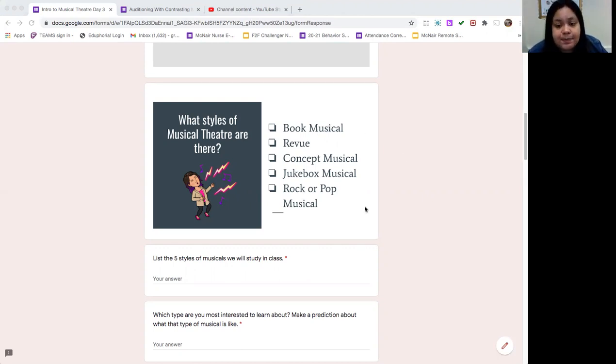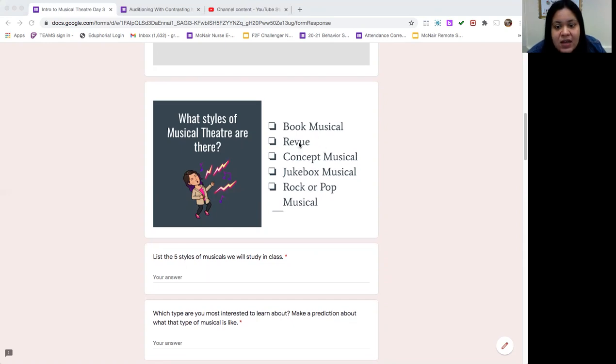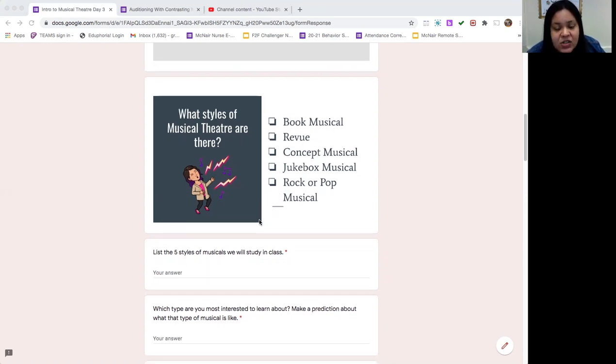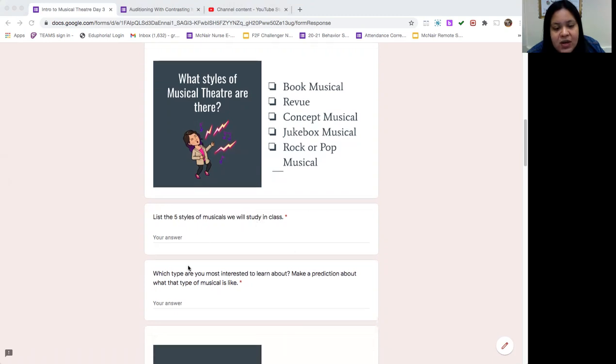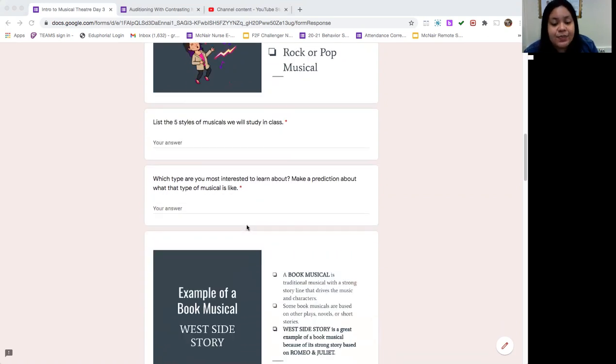And so this is kind of how we split it up into different types. And so you're going to answer the 2 reflection questions here. You'll list the 5 styles of musicals that I've just talked to you about. And then you're going to type which different type, based on its name, you are most interested to learn about, and make a prediction about what that kind of musical is like.